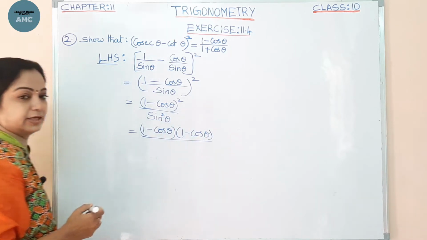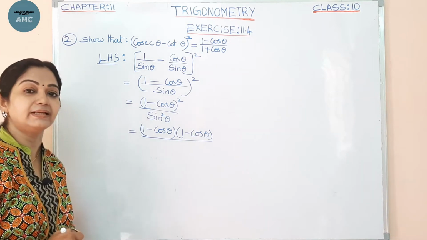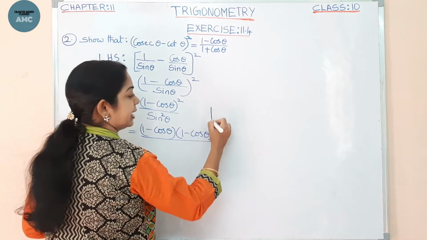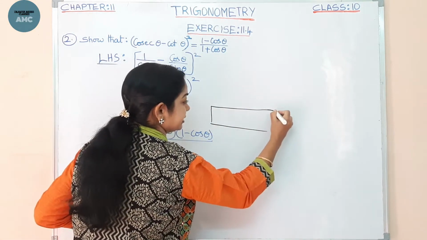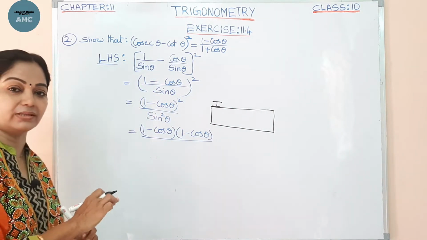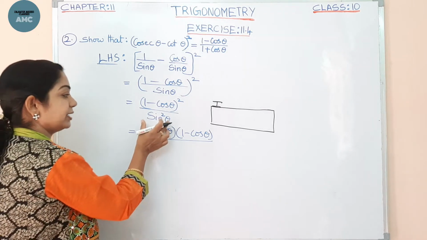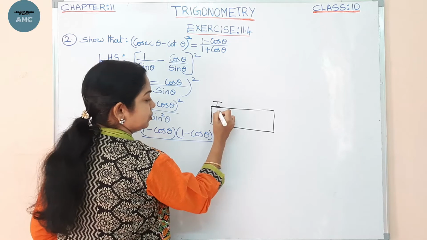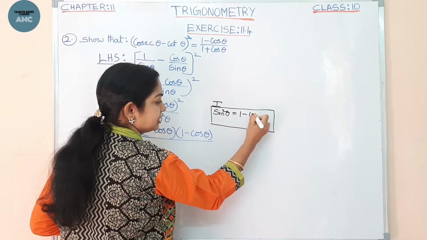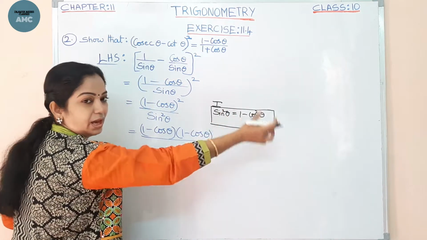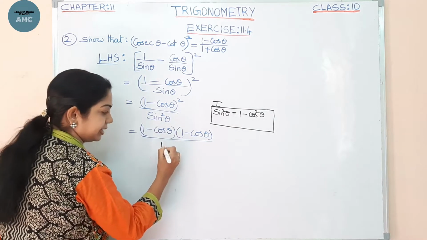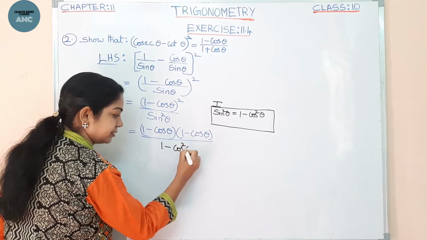Now, this exercise is completely involved with the trigonometric identities. Sine square theta, I can write from the first identity. What does the identity tell us? Sine square theta plus cos square theta is equal to 1. So, I want only sine square theta. From the first identity, I can write sine square theta is equal to 1 minus cos square theta, just shifting the cos square to the other part. So, instead of sine square, I will replace it as 1 minus cos square theta.